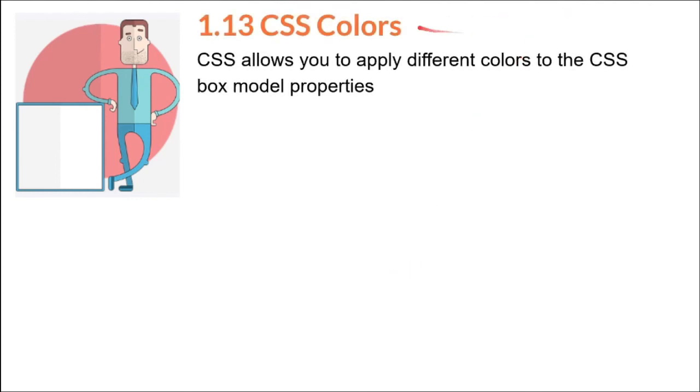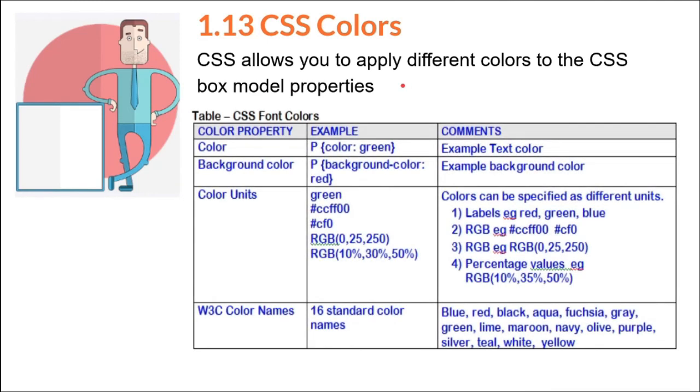CSS colors. CSS allows you to apply different colors to the CSS Box Model properties. Looking at this table, we've got the color attribute. So we can say paragraph color: green. That will set all of the paragraph text to green. We can say background-color. So we can say paragraph background-color is red. That sets all of the background of the text to red.